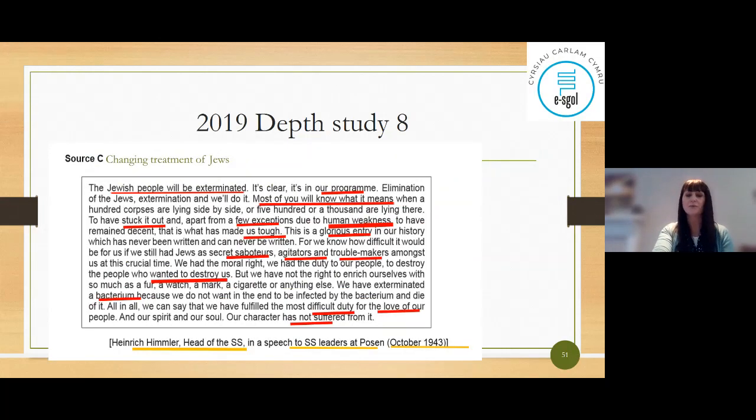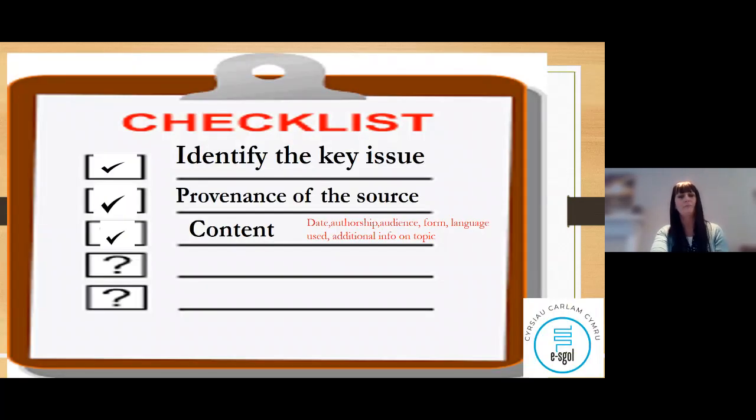Now with source C, you've got Himmler, and this was his speech, of course. The tone is very cold, okay? It's very self-congratulatory. It's absolving the Nazis of any guilt. So we would treat this with caution because we know who's saying it, we know why he's saying it, and we would put that into our overview on the tone of this particular source. So we can take tone off the checklist as well.